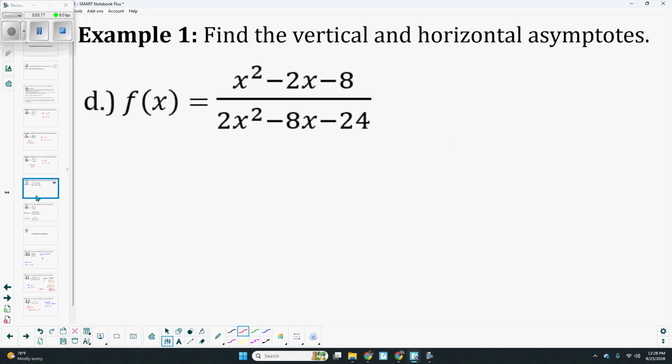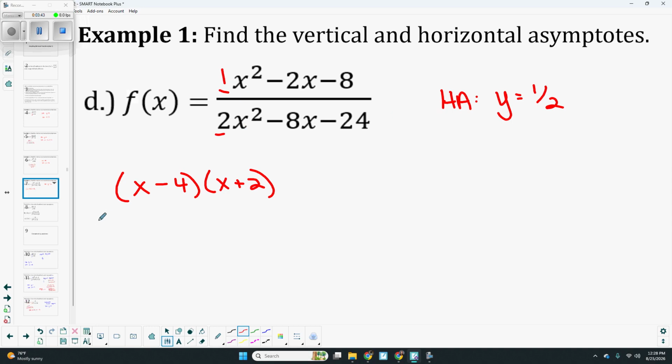And for one more, we'll do together. So we see that they have even degrees. So my horizontal asymptote will be the 1 over the 2. So y will equal 1/2 for my horizontal asymptote. My vertical asymptote, I'm going to have these in factored form. So the top factored is x minus 4 and x plus 2. The bottom, if I first took out the GCF of 2, I would then have x squared minus 4x minus 12. So that's x minus 6 and x plus 2.